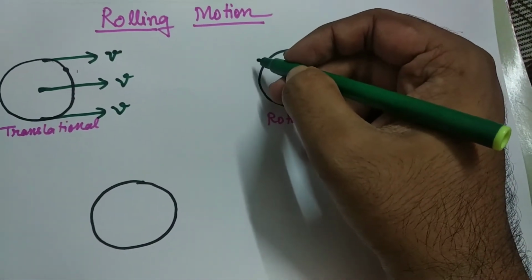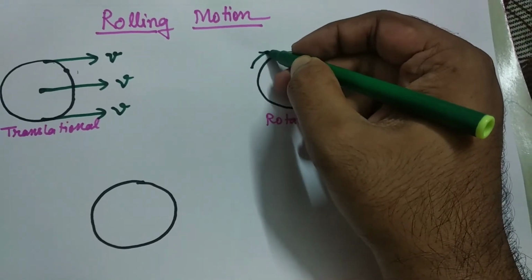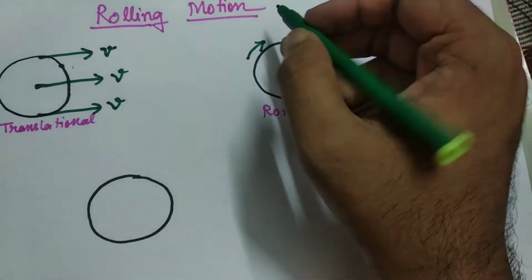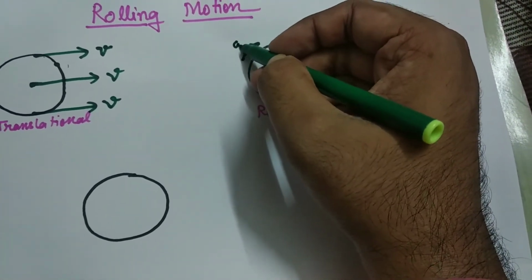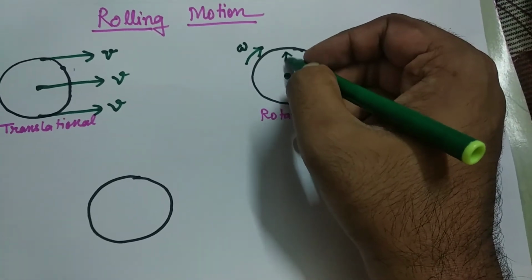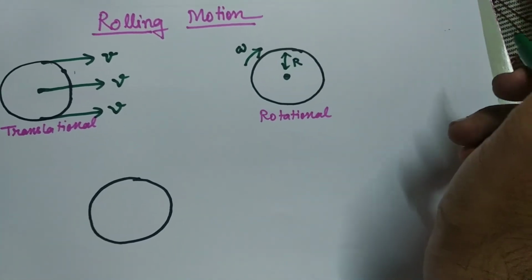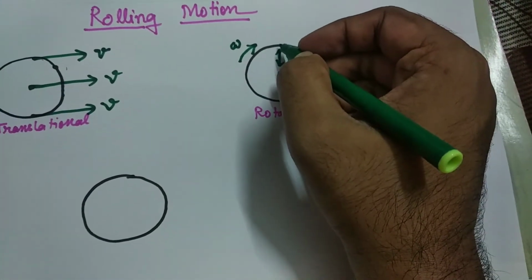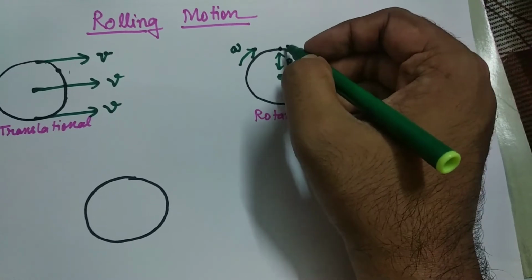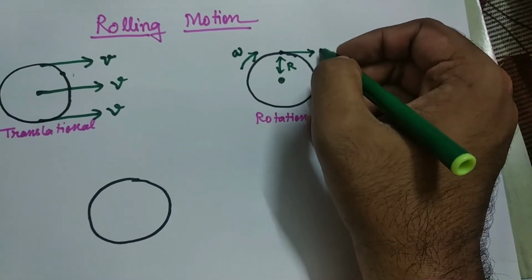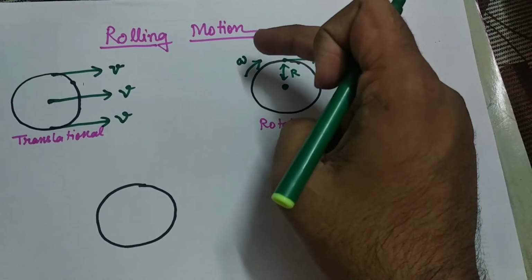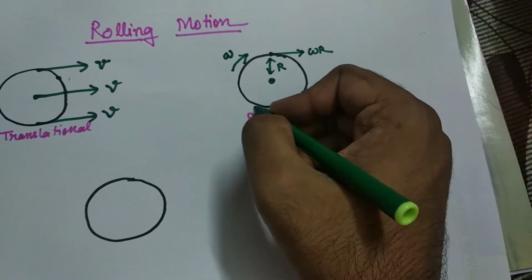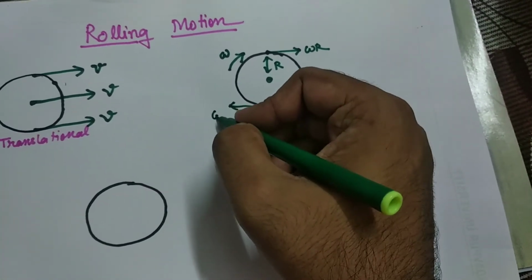That is, this object is rotating along an axis that is passing through the center with an angular velocity omega, and let's assume that the radius is r. Now, due to its rotation about its axis, the linear velocity of this point is omega into r, since the sense of rotation is clockwise. So this will be on the right hand side, and at this point I can assume that it is on the left side, omega into r.